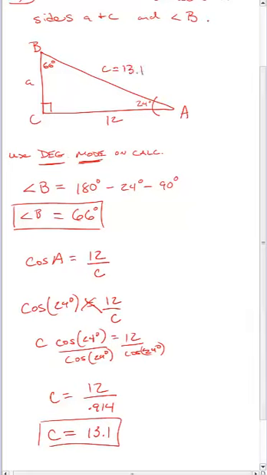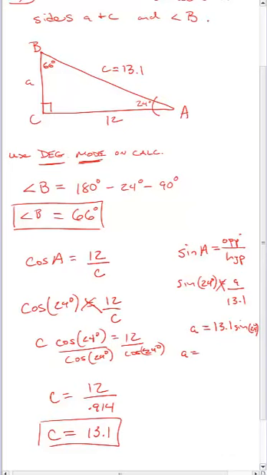Similarly, we can find side A. Now we know the hypotenuse, so now I can use the sine function. So I'll say the sine of A is always equal to the opposite side over the hypotenuse. So here it would be the sine of 24 degrees is equal to the opposite side, which is A, over the hypotenuse, which is 13.1, and again we can cross multiply, and we'll get A is equal to 13.1 times the sine of 24 degrees. If I multiply that out, 13.1 times the sine of 24, that should come to 5.32. And that would be the length of side A.